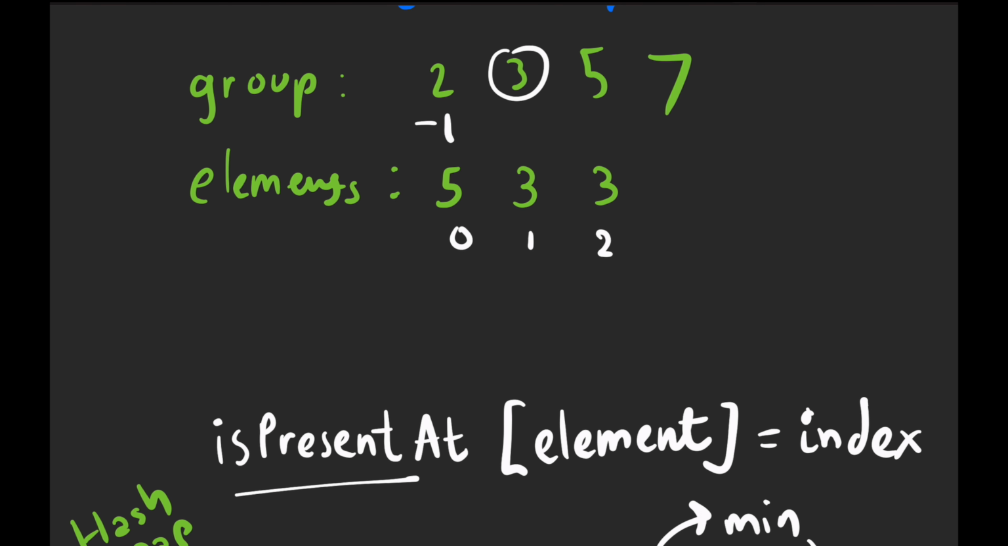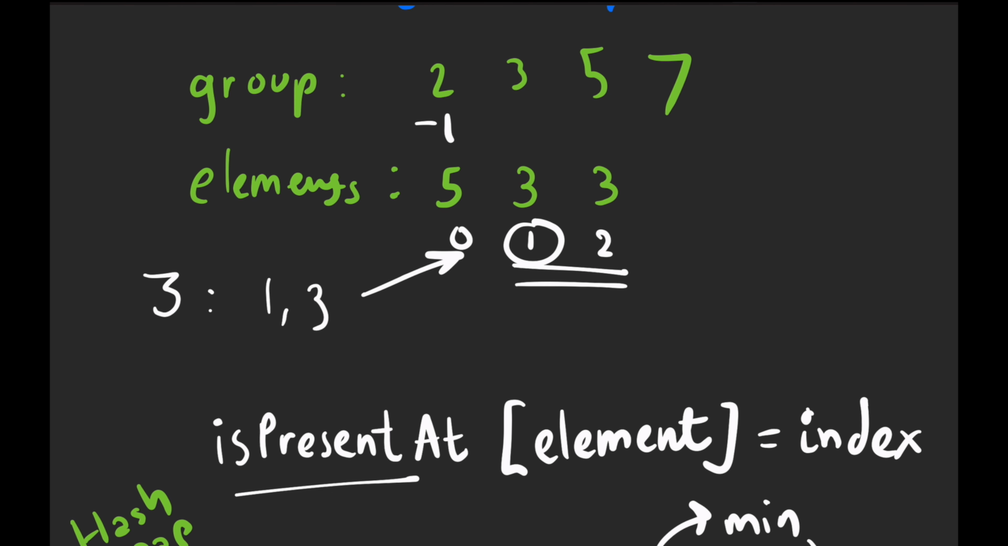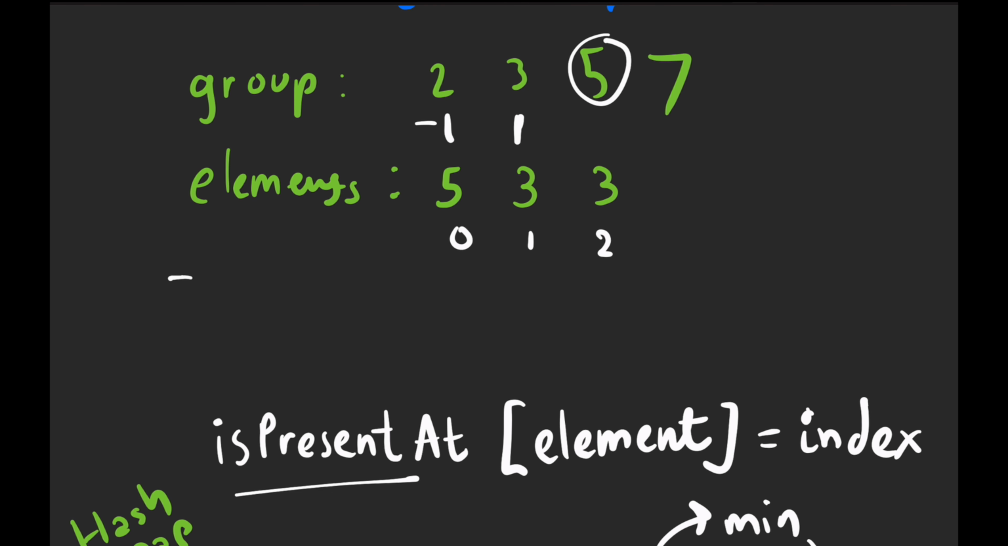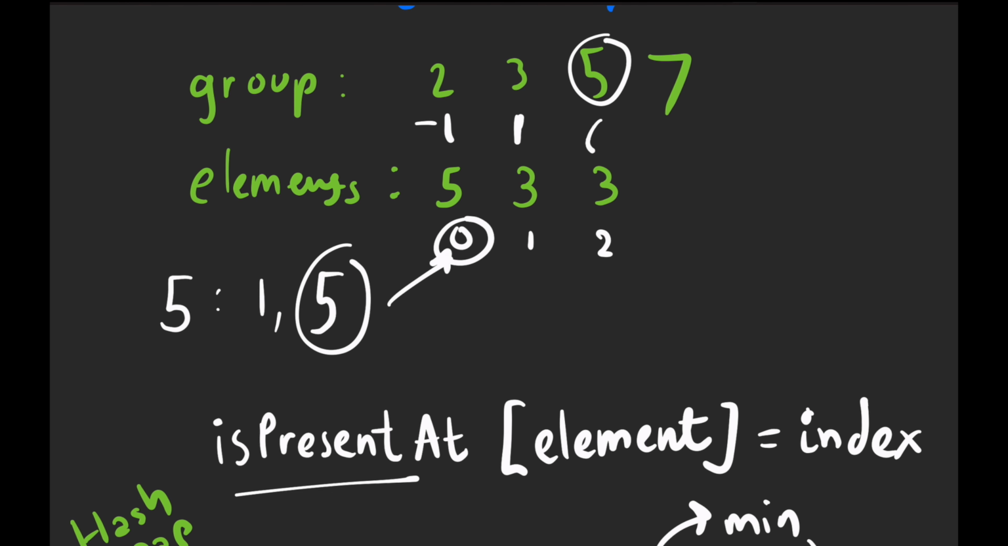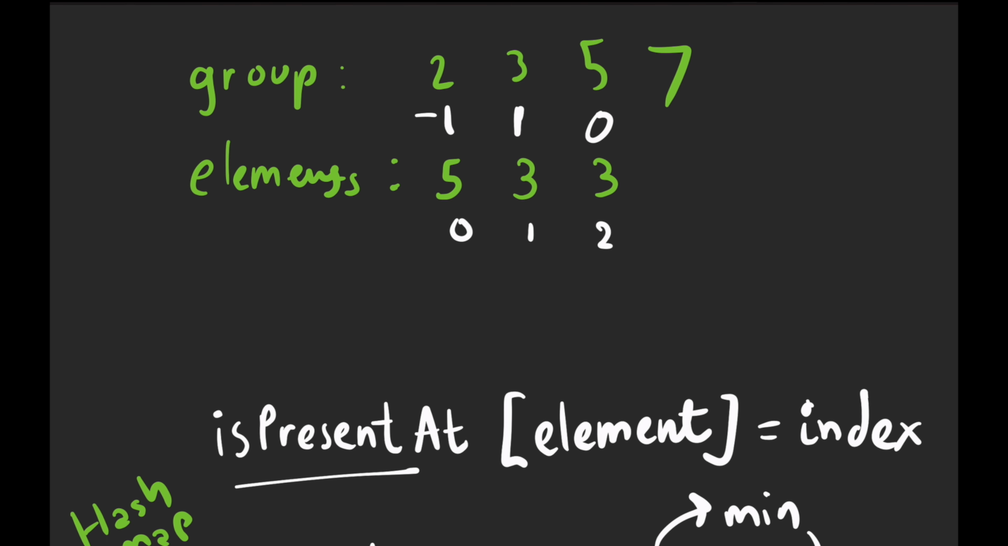What for 3? So 3 has 1 and 3. Among this, we have 1 as a minimum index, which is present as a divisor in element. So we will be assigning 1 here. What for 5? So 5 has 1 and 5. Among this, 5 is present at 0, which is a minimum index already. So we will assign 0 there. What for 7? So for 7, we have 1 and 7.